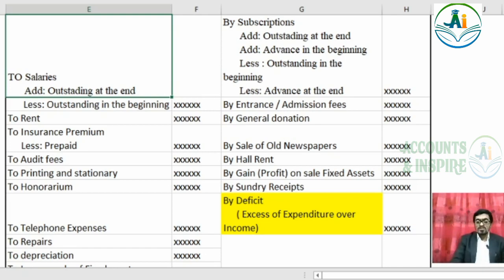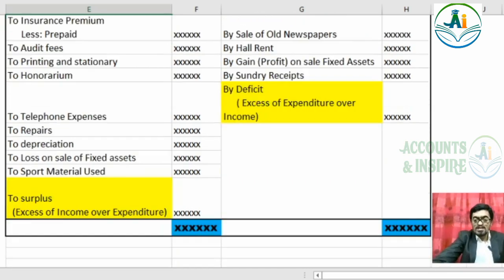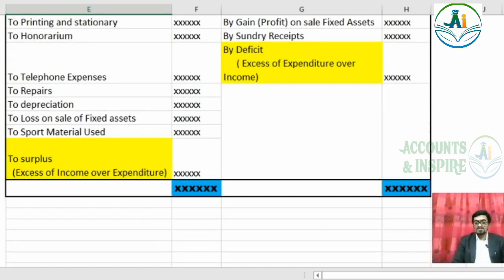Okay, and after recording all the items, we need to do the final duty, that is we should take the balance. If the credit side, that is income, is more than expenditure, we will get the surplus. In some cases the expenditure side may be higher, so expenditure is higher than income, and we will get the deficit. This surplus or deficit we should transfer to the capital fund.